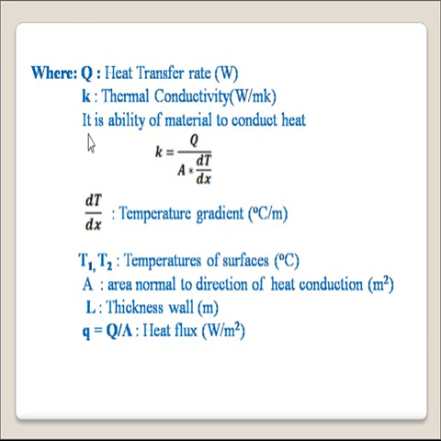per unit temperature gradient. So dT by dx is the temperature gradient in degrees Celsius per meter or Kelvin per meter. T1 and T2 are temperatures of surfaces in degrees Celsius or Kelvin. A is area normal to direction of heat conduction in square meter. L is the thickness of wall in meter. Small q is equal to ratio of heat transfer to area. That is, heat transfer per unit area is called heat flux, whose unit is watt per square meter.